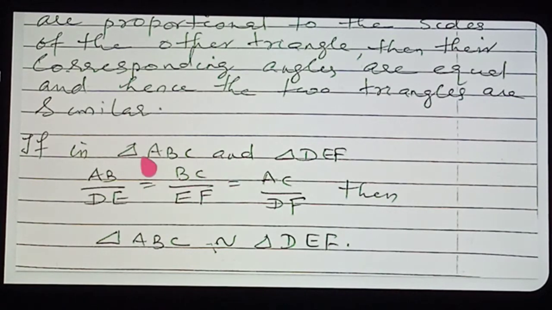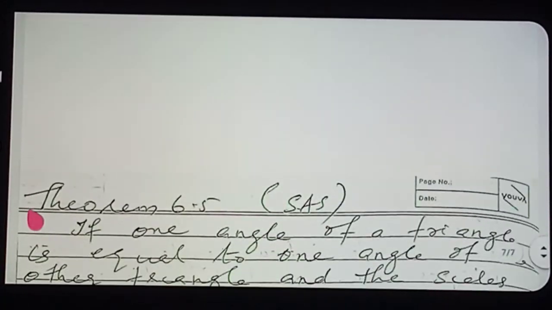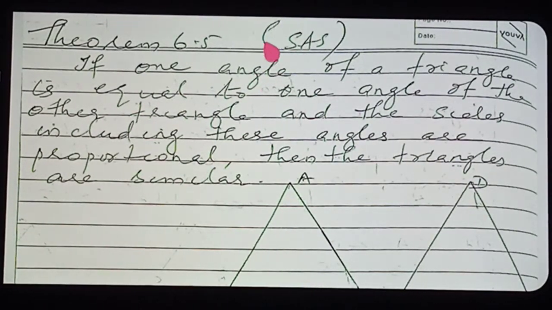the conclusion I have written here. In triangle ABC and triangle DEF, if AB by DE, BC by EF and AC by DF are equal, then what can you say? The triangle ABC is similar to triangle DEF. Clear? Now one more theorem is there. SAS. You also know SAS very well, because last year we studied congruency also, the same theorems.